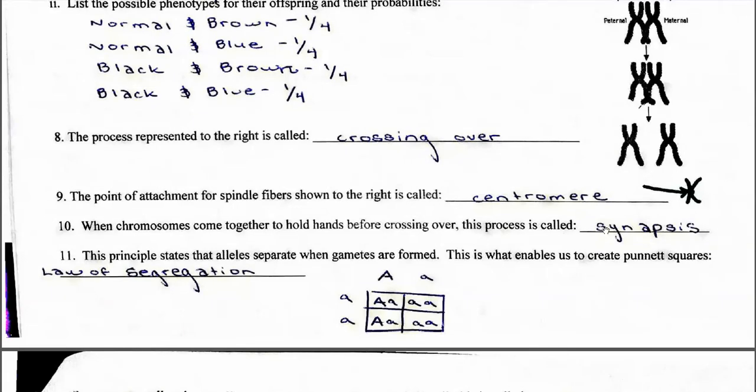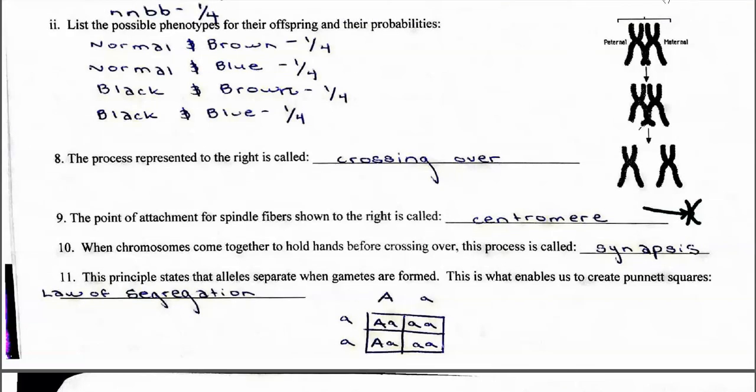And then 11, this last one, this principle states that alleles separate when gametes are formed. This enables us to create a Punnett square. So just the fact that the mom is big A, little a, but those don't stay together. Instead, they're going to separate out, and a kid can either get that big A or that little a. From the dad, the little a and the little a, the kid's not going to get both from the dad, just one. So they separate out. That separation of the alleles, that's the law of segregation. And then we'll get to the law of independent assortment in the next video.